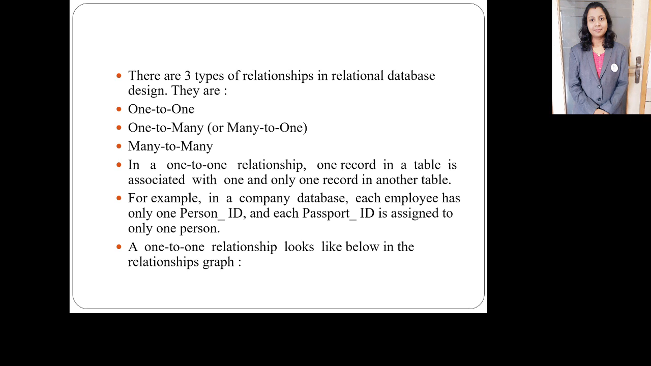In a company database, each employee has only one person id and each passport id is assigned to only one person. So in a complete database each employee has only one person id. Every person is given a particular person id which is not the same as another person's, and each passport id is assigned to only one person. So each and every person has his or her unique passport id. That is a one to one relationship. Next, a one-to-one relationship looks like below in the relationships graph.